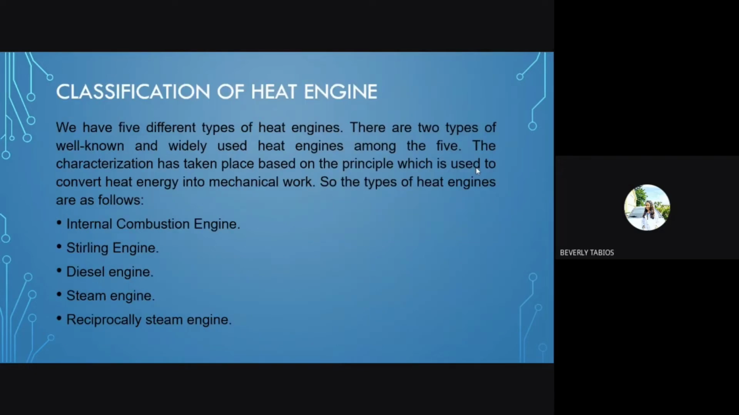So here is the classification of heat engines. We have five different types of heat engines. There are two types that are well-known and widely used. Among the five, the characterization has taken place based on the principle which is used to convert heat energy into mechanical work. So the types of heat engines are as follows. First is the internal combustion engine. Second is the Stirling engine. Third is the diesel engine. Fourth is the steam engine. And fifth is the reciprocating steam engine.